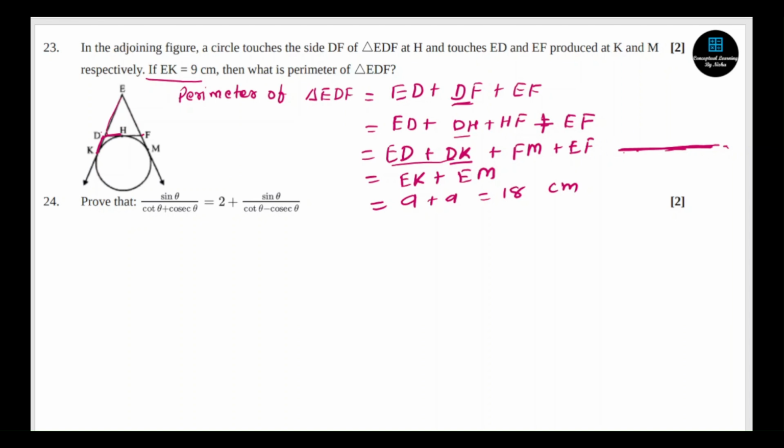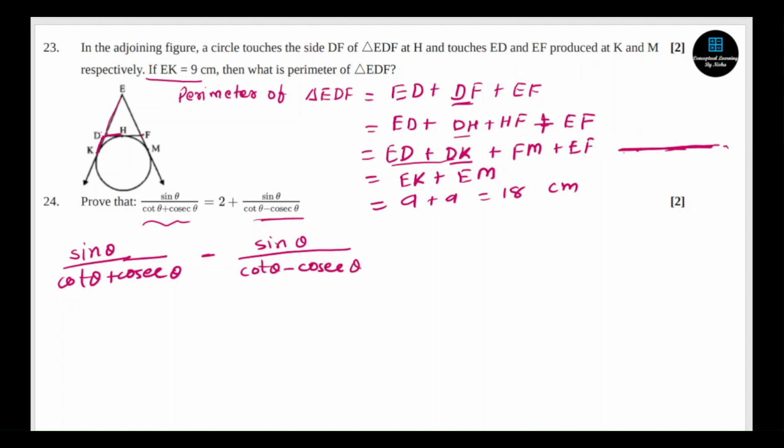Now the next question. So we have to prove this. Now here also there is a trick. If I just observe the denominator here, cot theta plus cosec theta and cot theta minus cosec theta, what I'll do is bring this to the other side. So I'll write sin theta upon cot theta plus cosec theta minus sin theta upon cot theta minus cosec theta. See, I have brought this over here and I'm starting with this.